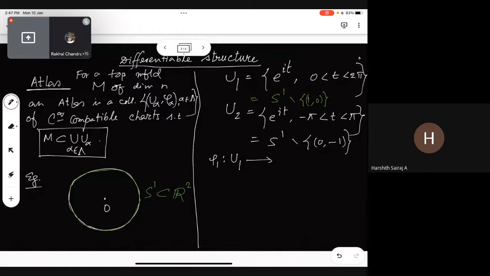What is the inverse of exponential? Log. Logarithm, right? Yeah, so complex logarithm is a very interesting object. It actually ultimately leads to surfaces, to a Riemann surface. But here in this case, phi1 goes from U1 into some open subset of R. And it is just, as you said, e^(it) goes to t, but you need to define the domain properly.